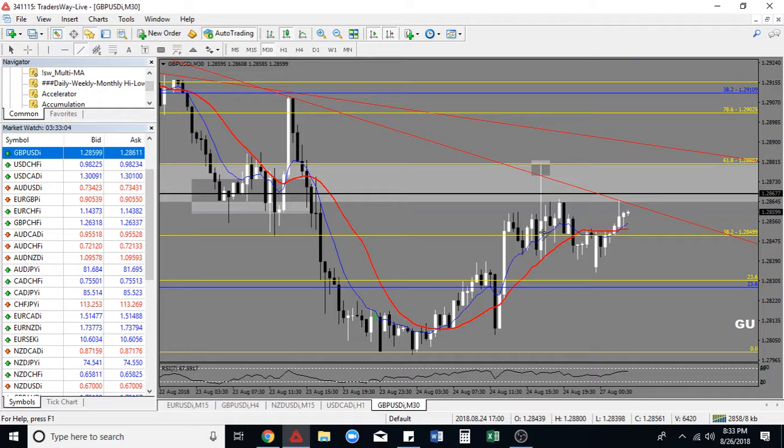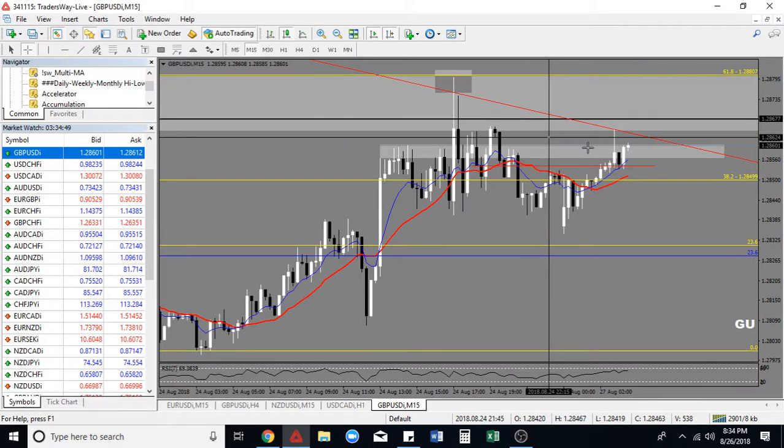But pretty much what I'm looking for price to do is actually respect this trend line as well. Pretty much what I'm looking for price to do is kind of fall out of the zone. If we get a break above this high, I'm out of this trade.